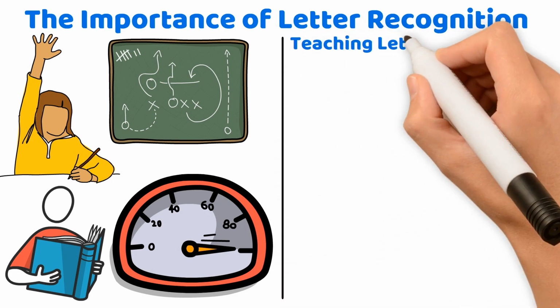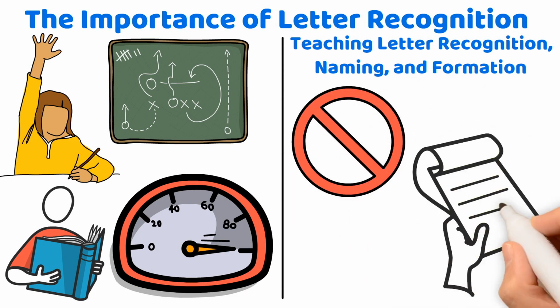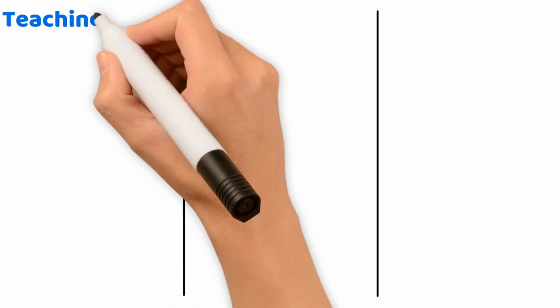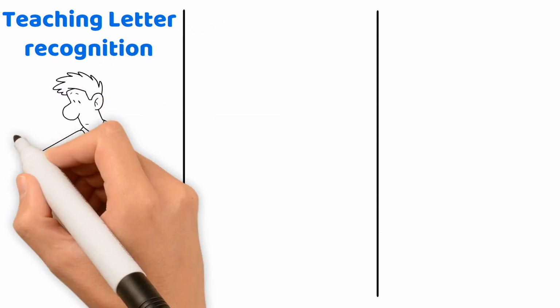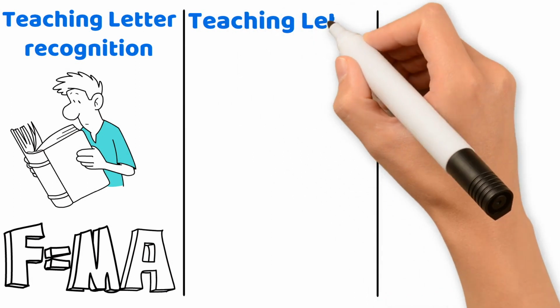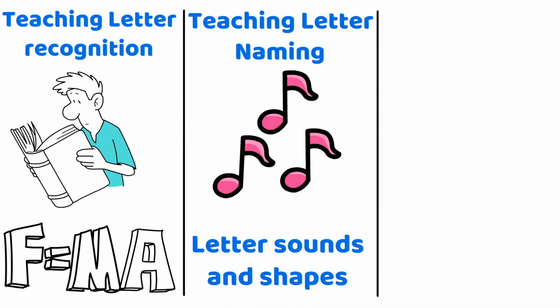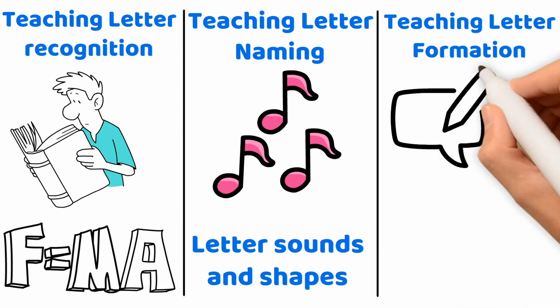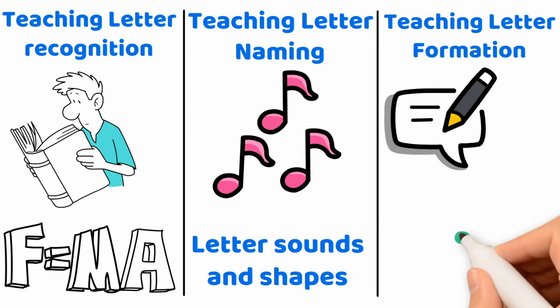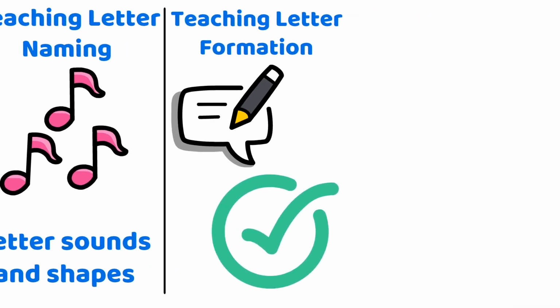When it comes to teaching letter recognition, naming, and formation, don't get tripped up on test day. Use these strategies. For teaching letter recognition, use associative learning by linking objects with letters. For teaching letter naming, sing songs, and use books that emphasize letter sounds and shapes. For teaching letter formation, engage in writing practice that includes tactile and kinesthetic activities to reinforce letter shapes and sounds.